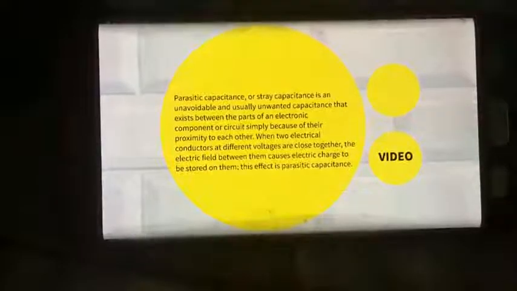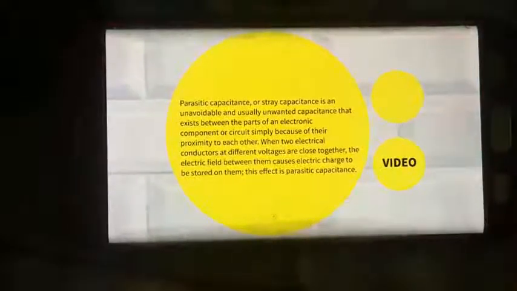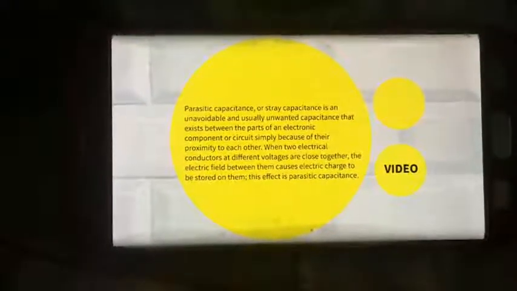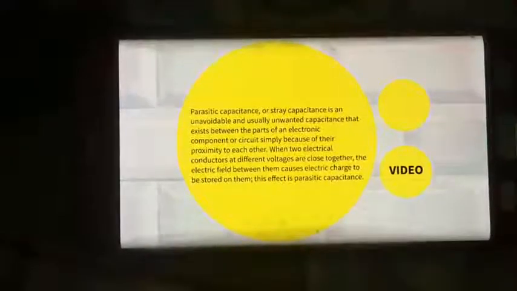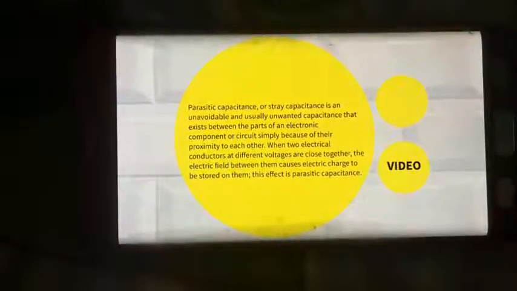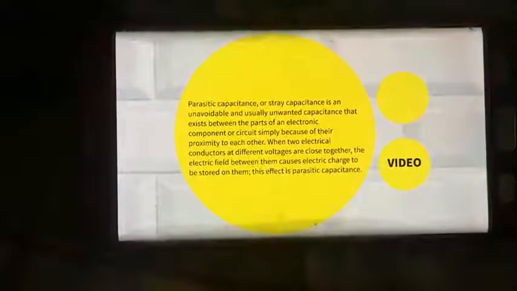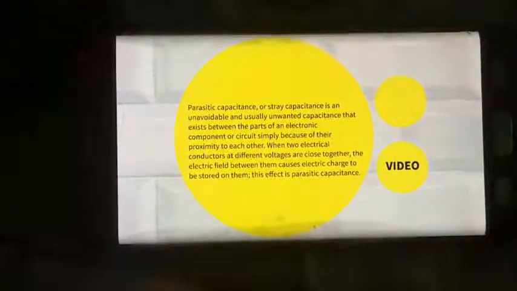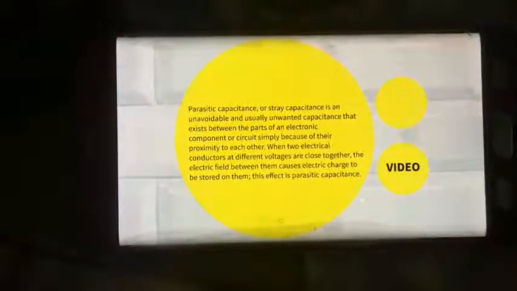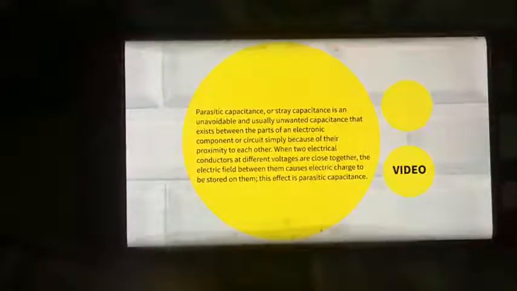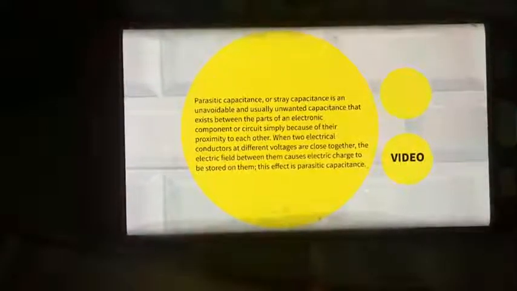Parasitic capacitance. The parasitic capacitance or stray capacitance is an unavoidable and usually unwanted capacitance that exists between the parts of an electronic component or circuit simply because of their proximity to each other. When two electrical conductors at different voltage are close together, the electric fields between them cause electric charge to be stored on them. This effect is parasitic capacitance.